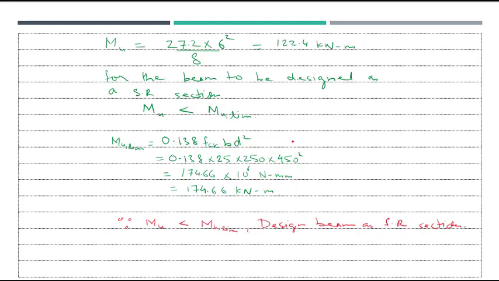Now suppose this moment would have been 200 kilonewton meter. I'll take a case when this moment is, let us say, 200 kilonewton meter. Now what you can find, 200 kilonewton meter moment is what? It is greater than Mu lim. So what you have to do? You'll say that you have to design the beam as a doubly reinforced section.